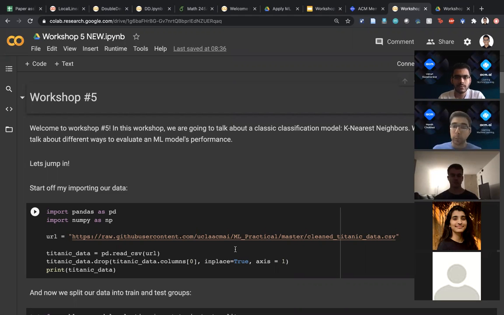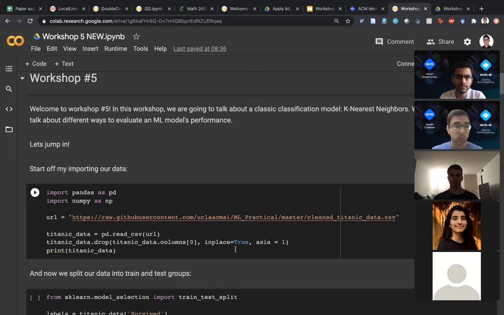In workshop 1, we went over that first stage, the data cleaning and data mining part. In workshops 2, 3, and 4, we went over different models you can use: logistic regression, neural networks, decision trees, and random forests. Today we'll be going over another model called KNN, which is short for k-nearest neighbors, as well as talking a little bit about the last end of the machine learning pipeline, which is evaluating your model. So that's what we have in store for today.